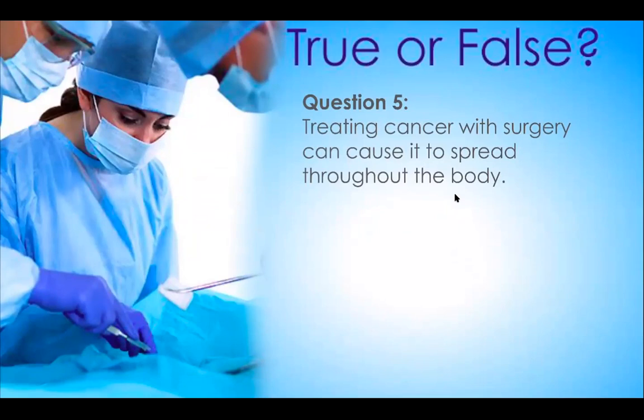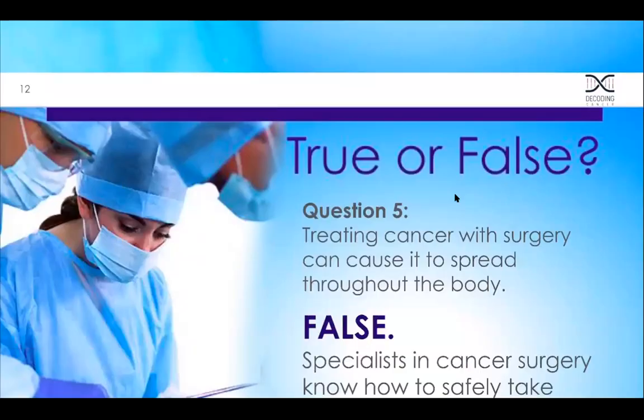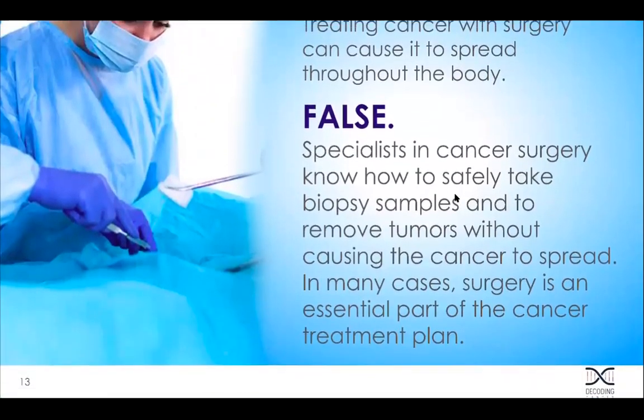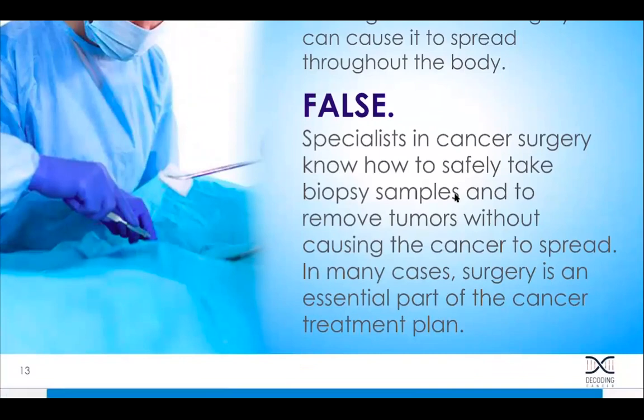Treating cancer with surgery can cause it to spread throughout the body. Again, this is a very common misconception. 85% of you said this was false, and that is indeed the case. The whole point of surgery is they'll usually do radiation exposure beforehand. The goal of exposing you to radiation is to shrink the tumor down to a reasonable size so that they're not having to remove a lot of tissue. And then when they go in for surgery, they're usually removing those tumors, which are those growths of cancerous cells.